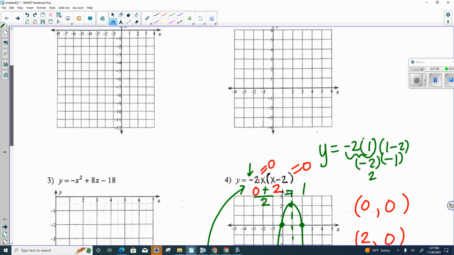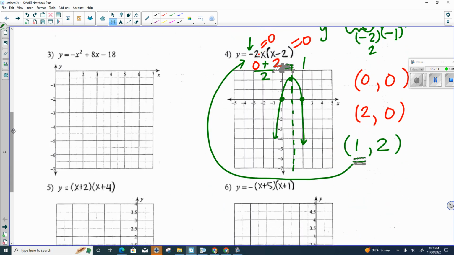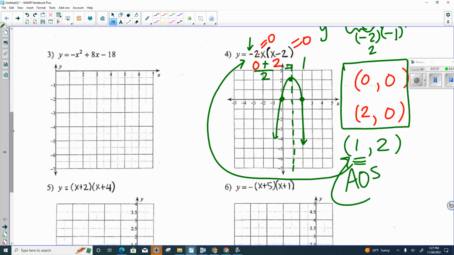Oops, sorry, I went the wrong way. Oh no, I erased it. Okay, so that is the basic gist of factored form. The first thing you should do, find those x-intercepts. You will have 2 of them. And then notice your axis of symmetry, which is also the x value of your vertex. To find the y, plug it back into your equation.